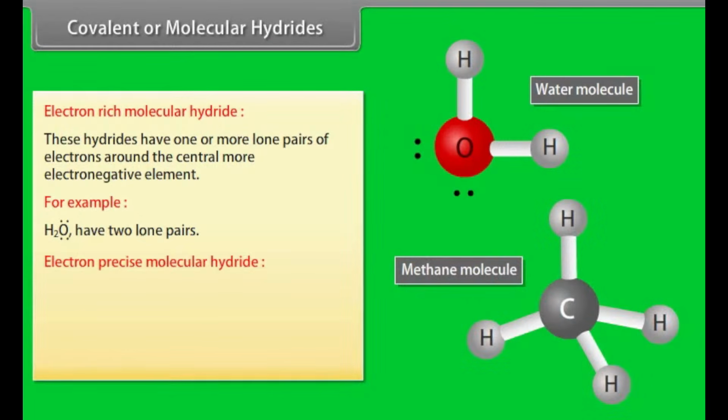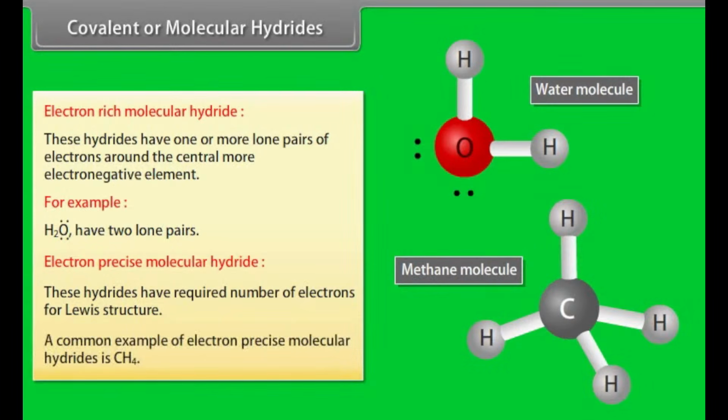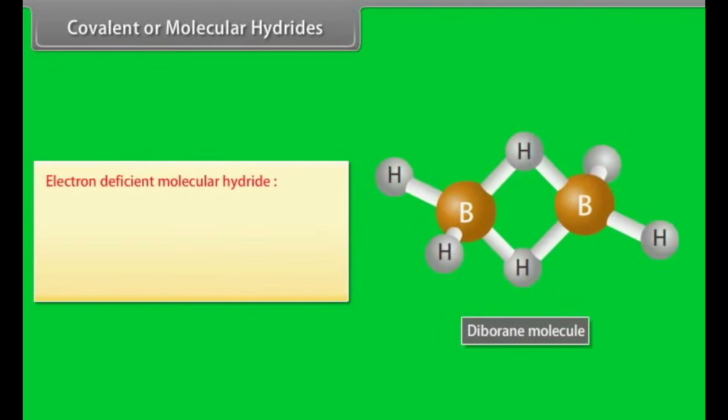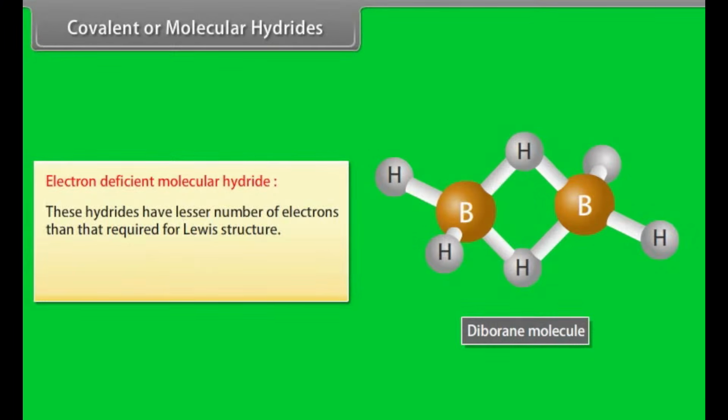Electron-precise molecular hydride. These hydrides have the required number of electrons for Lewis structure. A common example of electron-precise molecular hydride is methane. Electron-deficient molecular hydride. These hydrides have a lesser number of electrons than that required for Lewis structure. A common example of such molecular hydride is diborane.